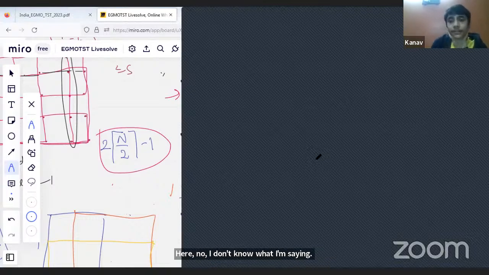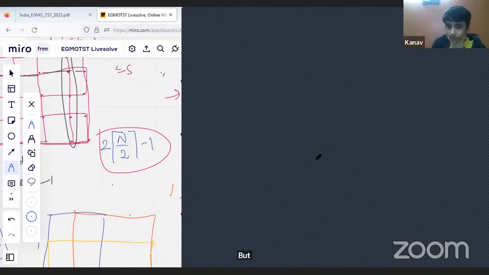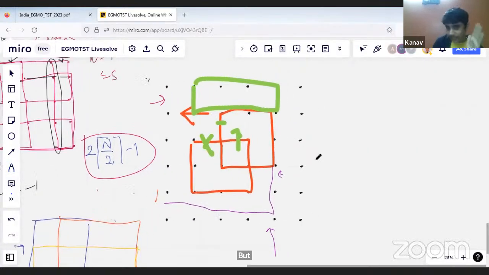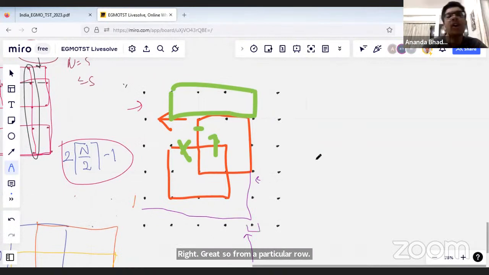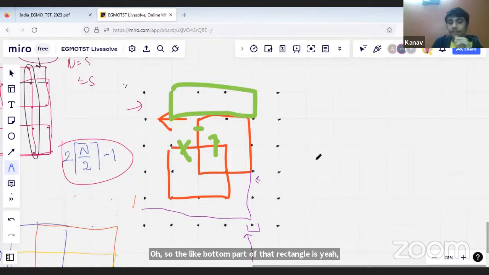Right. So from a particular row, yeah, you have some rectangle starting from it, maybe more. Oh, so the bottom part of that rectangle is, yeah, okay, I get you. That must be different, right? Like this pairs off with some other rectangle where it ends, starting from the bottom part.